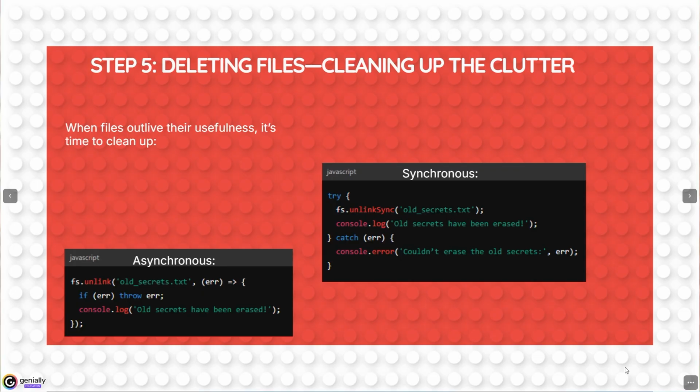And next, how do we delete files? So we call unlink asynchronously, and we delete this file. So this one, and synchronous here. Alright, this one we call this method here.